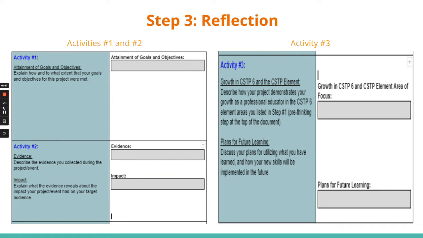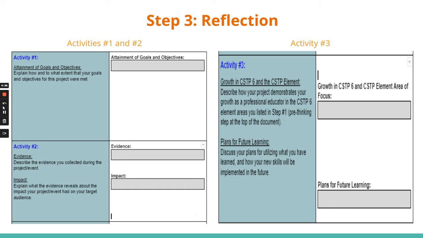We're now going to take a look at Step 3 of your ILP Phase 3, which is the reflection phase. So you've already worked through Step 1, which is your pre-thinking for your project. Step 2 is then the planning for your project. And then between Steps 2 and 3 would have been the implementation of your project.